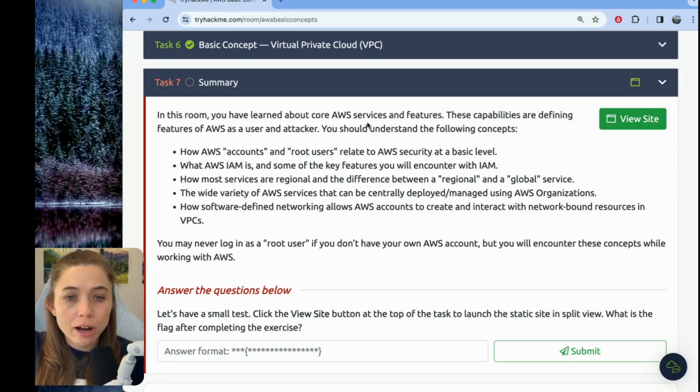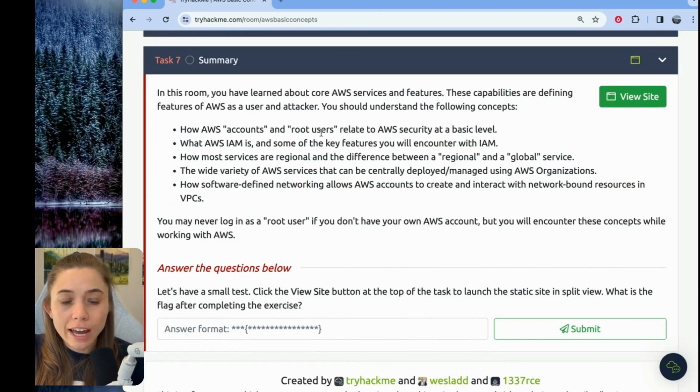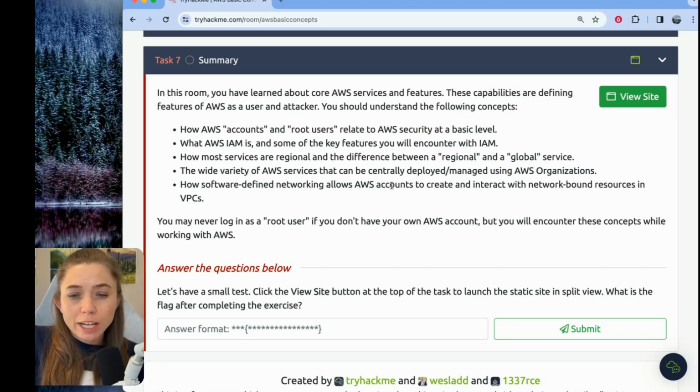Says, in this room, you've learned about core AWS services and features. These capabilities are defining features of AWS as a user and as an attacker, right? So you want to know this whichever side you're on, I guess. You should understand the following concepts: how accounts and root users relate to AWS security at a basic level, what AWS IAM is and some of the key features we're going to encounter with IAM, how most services are regional and the difference between regional and global services, the wide variety of AWS services that can be centrally deployed and managed using Organizations, how software-defined networking allows AWS accounts to create and interact with network-bound resources in VPCs.